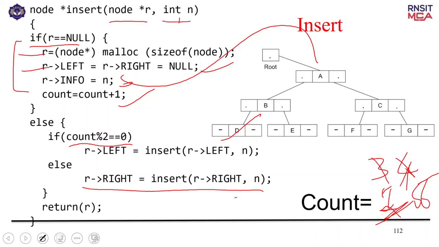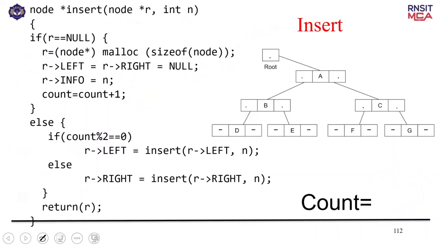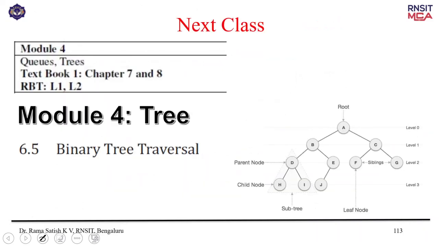This is a simple logic that is followed in your textbook. Anyhow, we'll discuss this in the next class. In the next class, we'll be talking about binary tree traversal. Traversal, you know, right? You visit each element in the tree and you display the element. That is what you call tree traversal. So we'll discuss tree traversal in the next class. That's all for today's class.